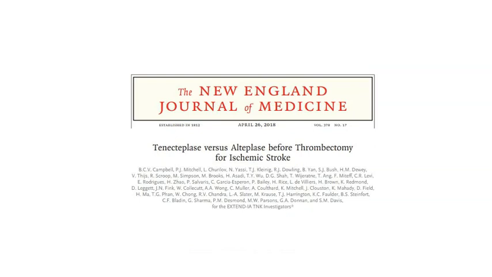This study from the New England Journal is one of the many EXTEND-TNK studies. The authors state, intravenous infusion of alteplase is used for thrombolysis before endovascular thrombectomy for ischemic stroke. Tenecteplase, which is more fibrin-specific and has longer activity than alteplase, is given as a bolus and may increase the incidence of vascular reperfusion.